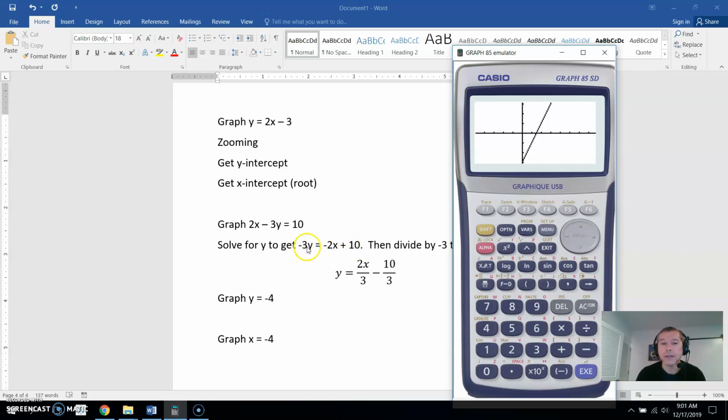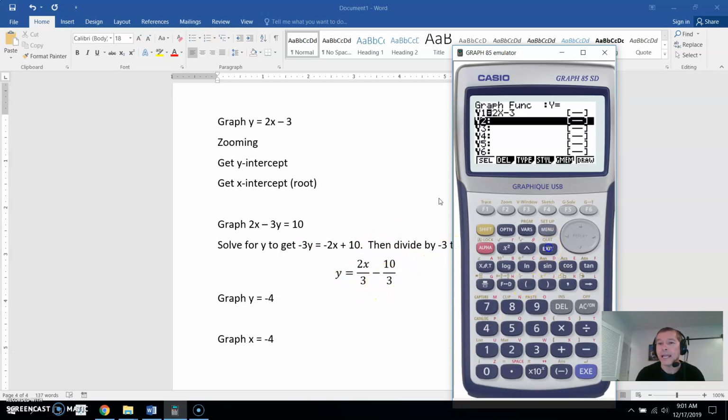So the -2 divided by the -3 makes it a positive 2x over 3, and the 10 divided by -3 is -10/3. So let's go ahead and graph this one to show you how to input the fractions and so on. So I'll hit exit. That brings me back to where I can type in these linear equations that I want to graph.